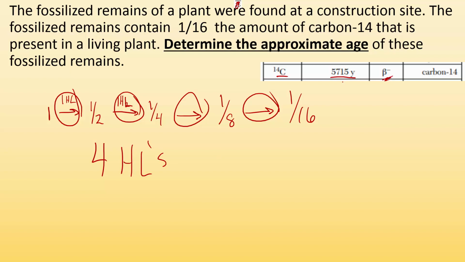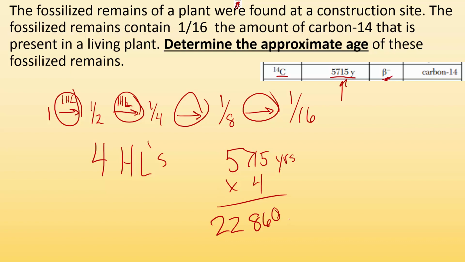All right, well, how long is each half-life? 5,715 years. So I do 5,715 years times 4. And I'm going to do that right now. 5,715 times 4 equals 22,860 years. So that is the age of those remains. They found the plant remains. They're 22,860 years old.